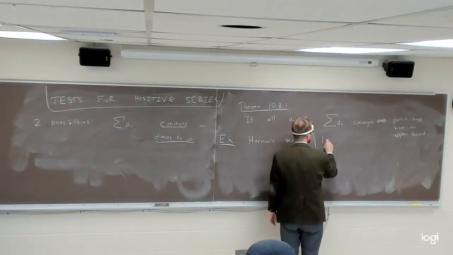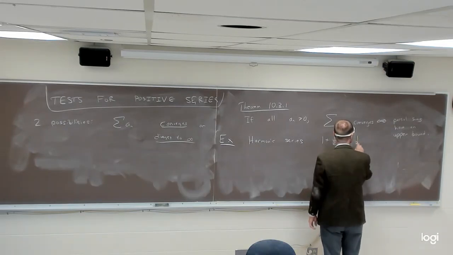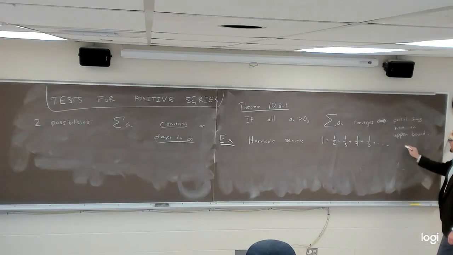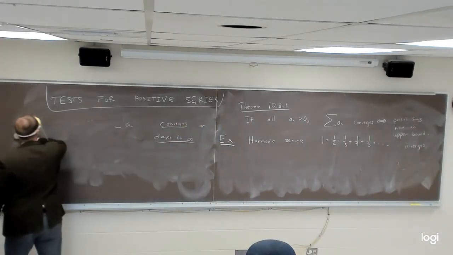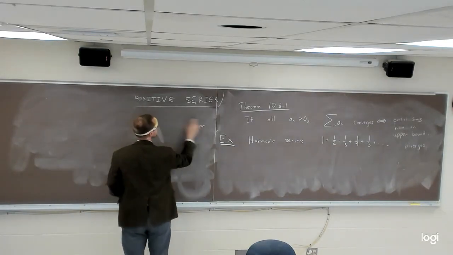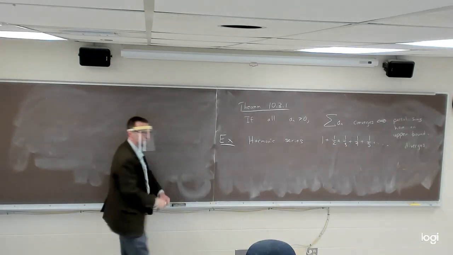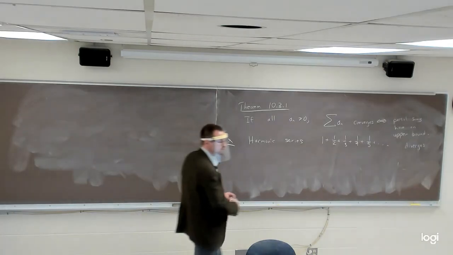So 1 plus a half plus a third plus a fourth plus a fifth. That series diverges. And we're going to prove it by showing that the partial sums become bigger than any fixed number. The trick is, I'm not going to look at every partial sum, just some of them.